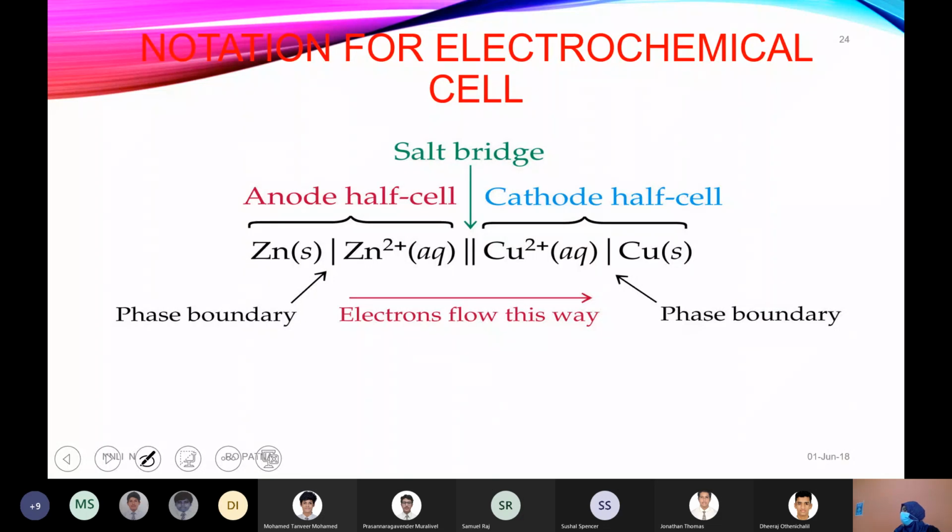No notebook? No, right now. Is it clear to all of you? The cell representation.